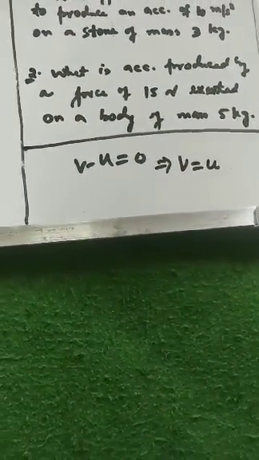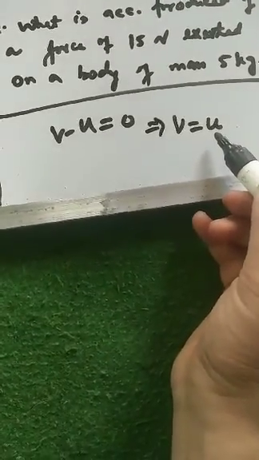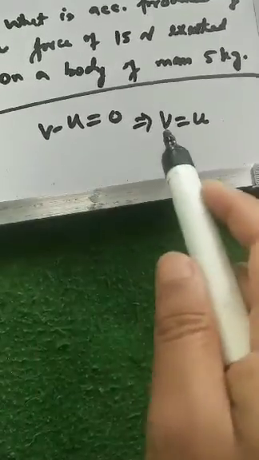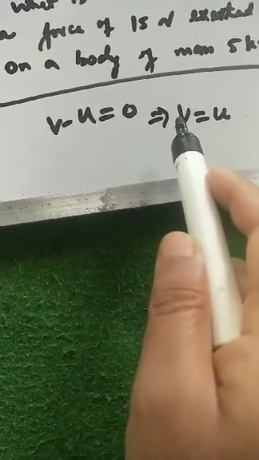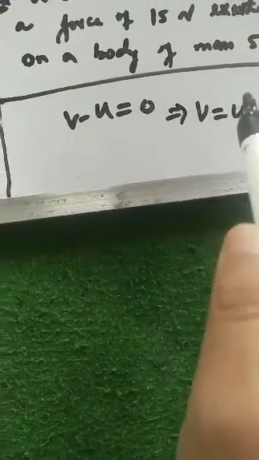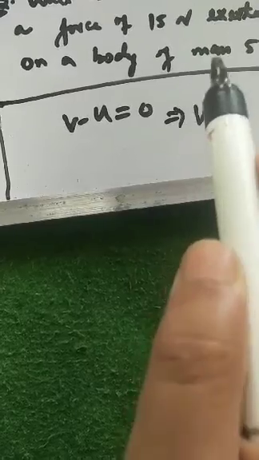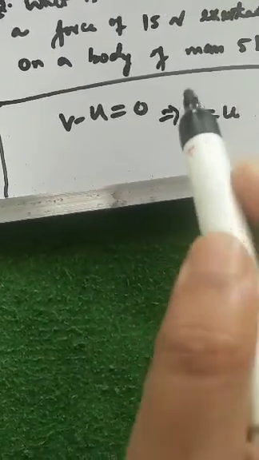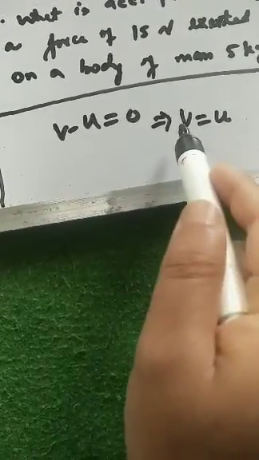What does it mean? v is the final velocity, u is the initial velocity. This means that if the body is in motion, its initial velocity and final velocity are the same. It means that the body is in uniform motion. It continues to move with this velocity. u and v are equal.